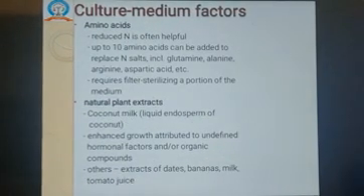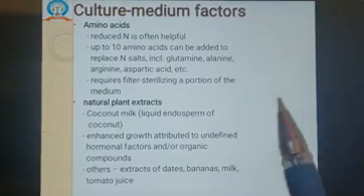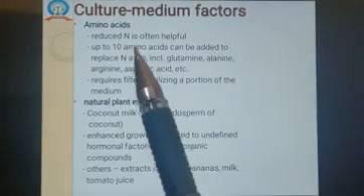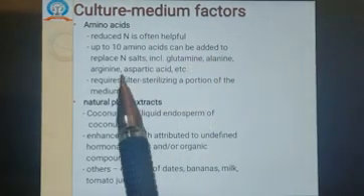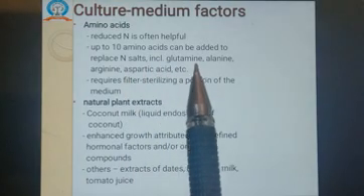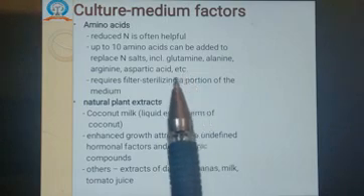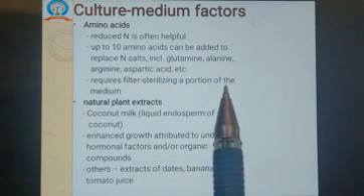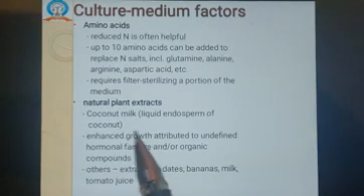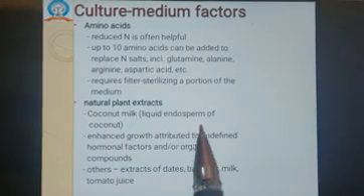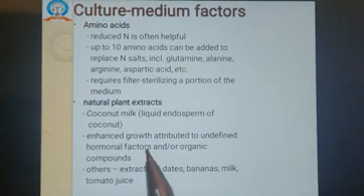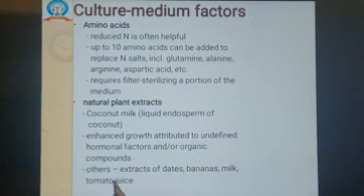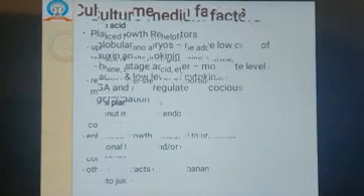So culture medium factors: amino acids. Reduced nitrogen is often helpful. Up to 10 amino acids can be added to replace N salt or nitrogen salt, including glutamine, alanine, arginine, aspartic acid, etc. This requires filter sterilizing a portion of the medium. Then natural plant extracts such as coconut milk, the liquid endosperm of the coconut, enhance growth, attributed to undefined hormonal factors and or organic compounds. Other extracts of dates, bananas, milk and tomato juice you can use in the culture medium.